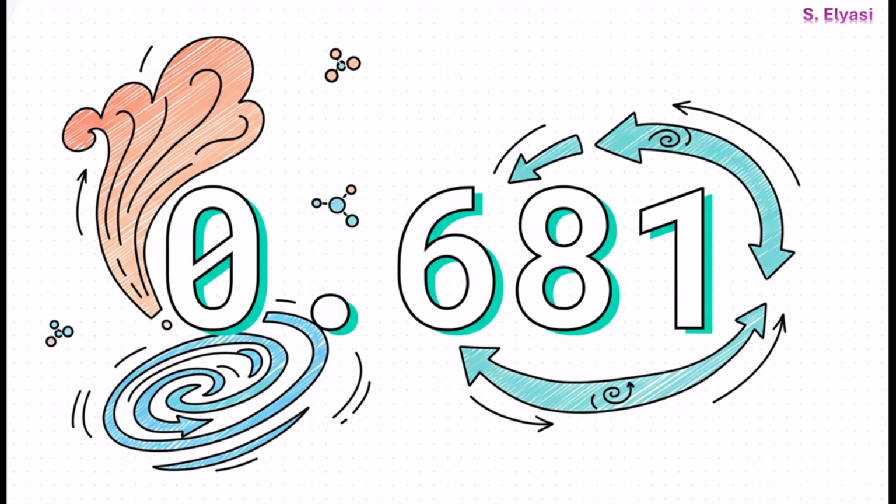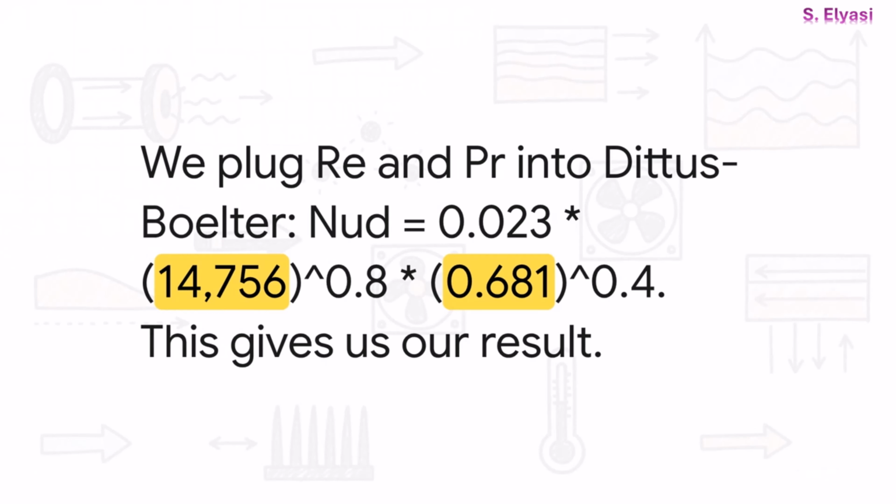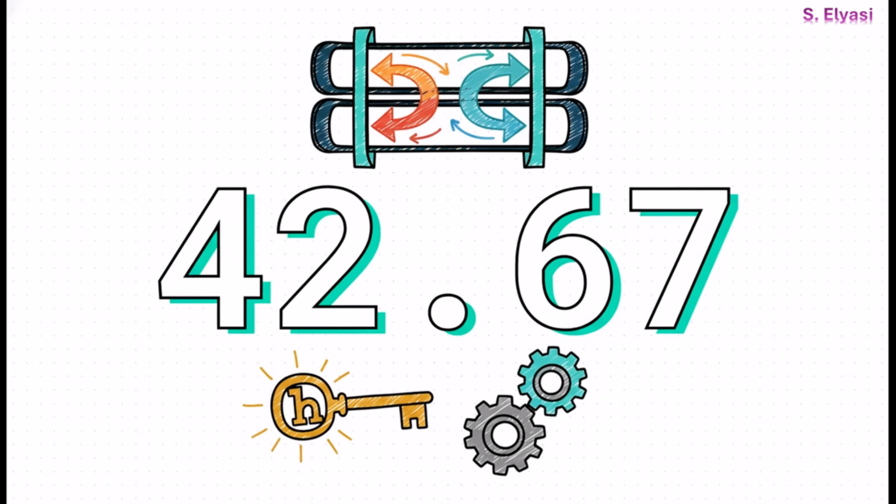Next up, the Prandtl number. For our air, it comes out to about 0.681. Remember, this is just a fundamental property of the air itself at this temperature. It's part of its heat transfer personality. Okay, this is the moment of truth. We just take those two numbers we found, Reynolds and Prandtl, and plug them right into the Dittus-Boelter equation. The Reynolds number gets raised to the power of 0.8, the Prandtl number gets raised to 0.4, we multiply it all by that magic constant 0.023, and bam, we get our Nusselt number, 42.67.